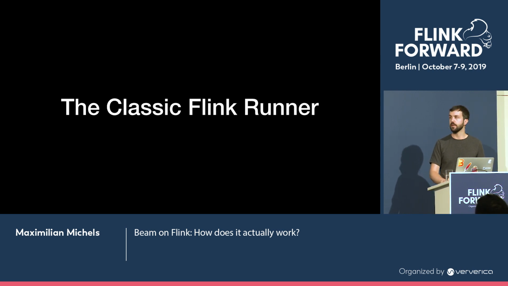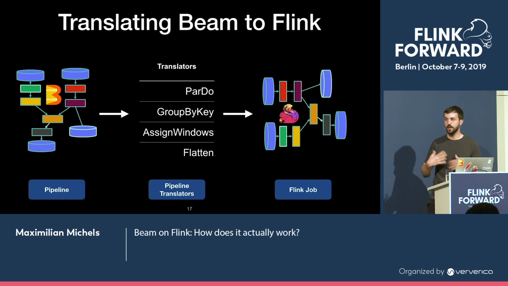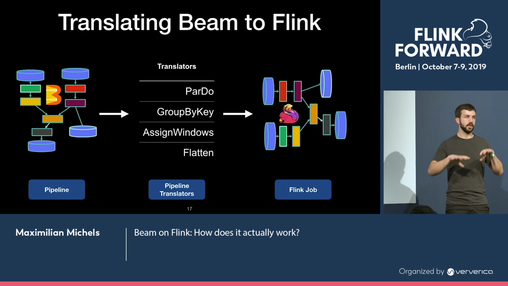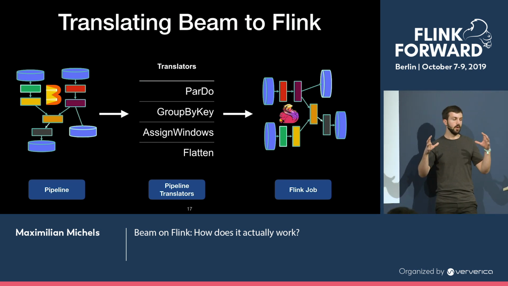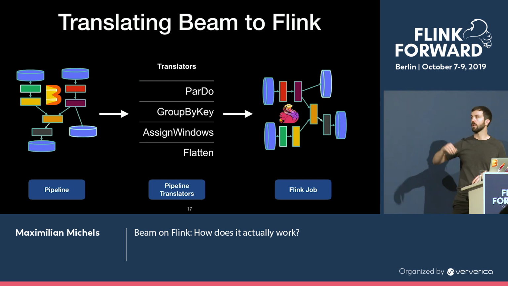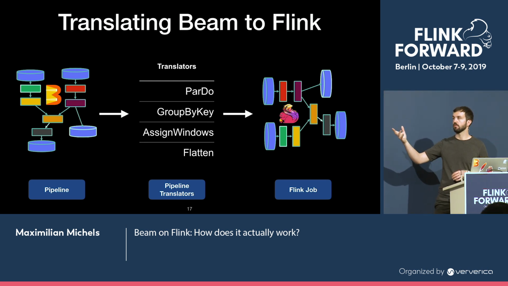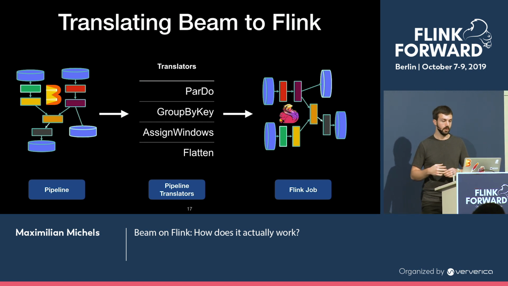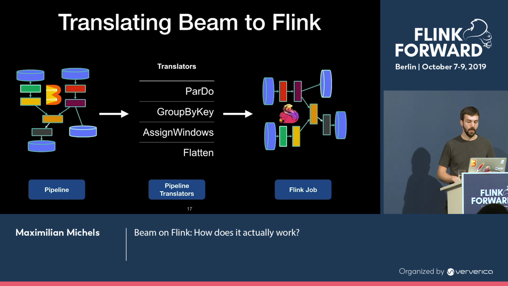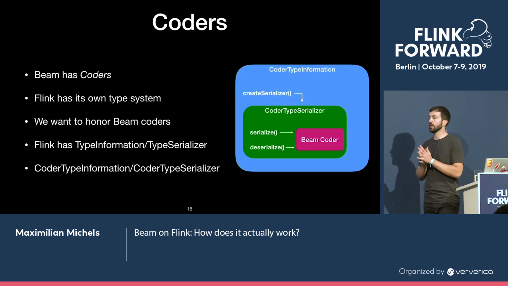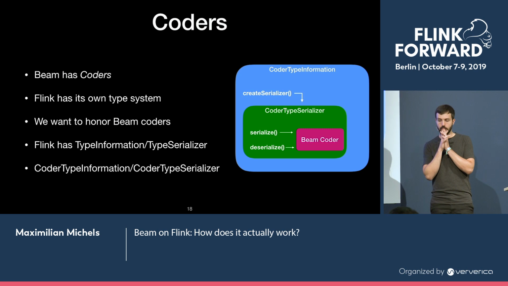So let's start off with the classic Flink runner. In theory, it's quite simple, right? We just take our Beam pipeline, which is like a graph, and we have our translators, for ParDo, for GroupByKey, for AssignWindows, and Flatten, and we just generate the API calls as we read the graph from the sources, and then we have our Flink job, right?